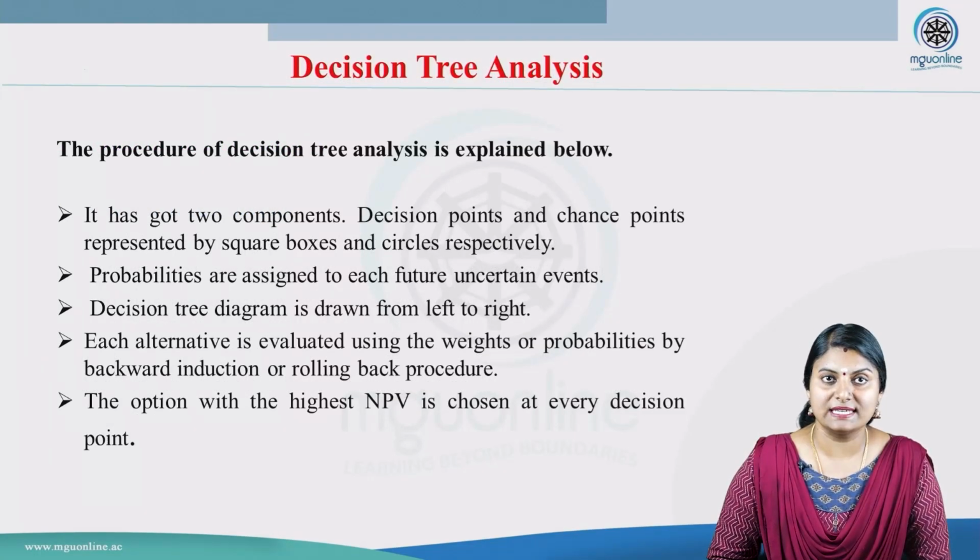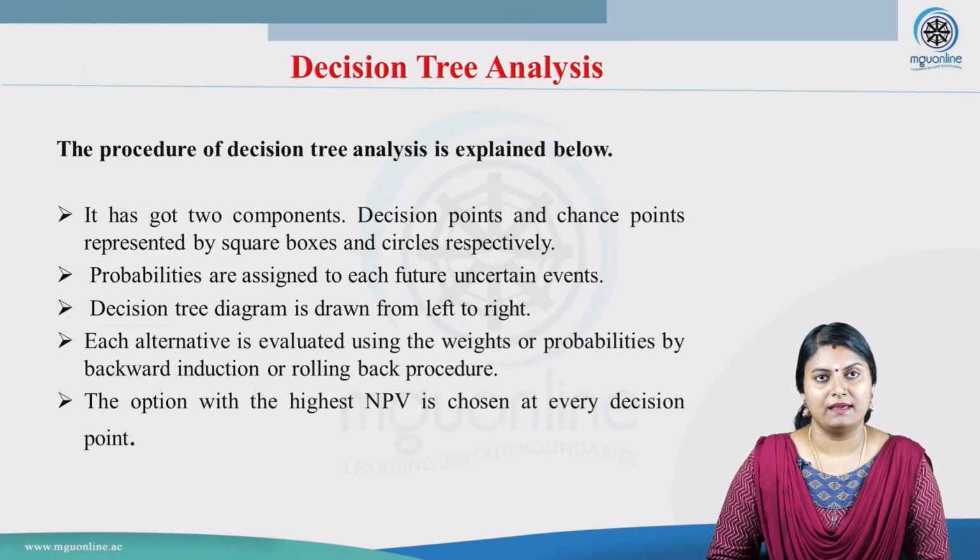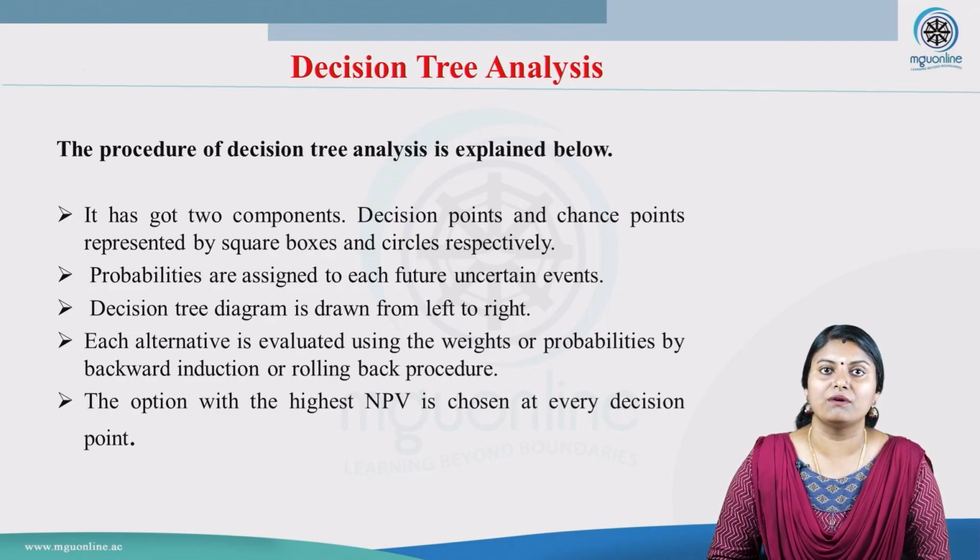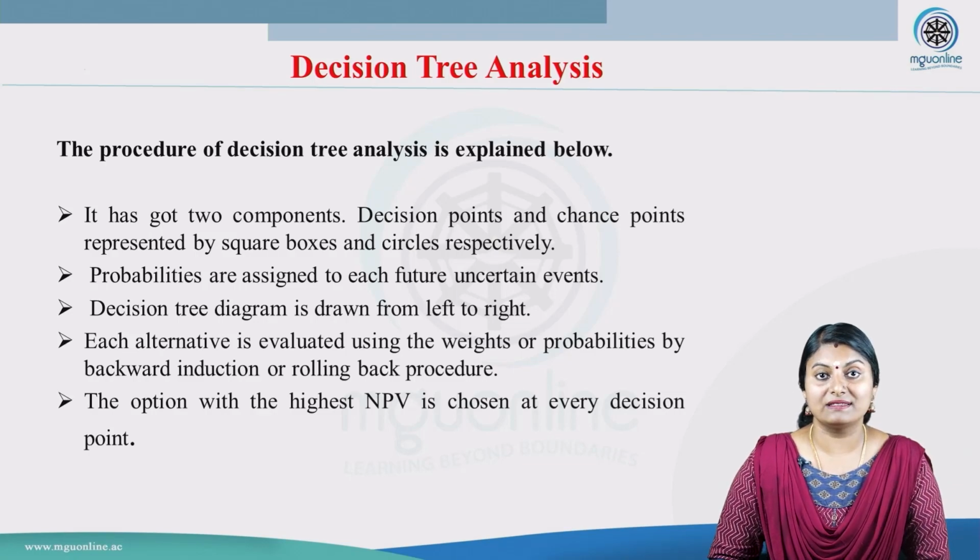We can see the procedure for preparing a decision tree. It has two components, decision points and chance points, represented by square boxes and circles respectively. Probabilities are assigned to each future uncertain event, and the decision tree diagram is drawn from left to right. Each alternative is evaluated using weights or probabilities by backward induction or the rolling back procedure, and the alternative with the highest net present value is chosen at every decision point.